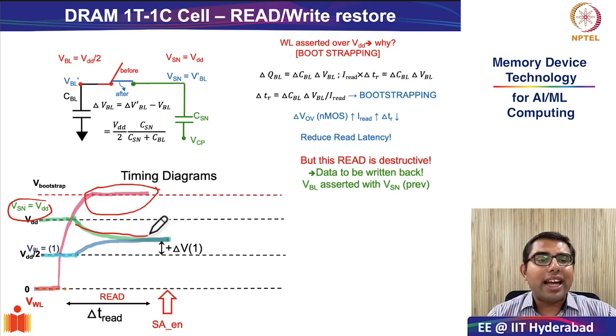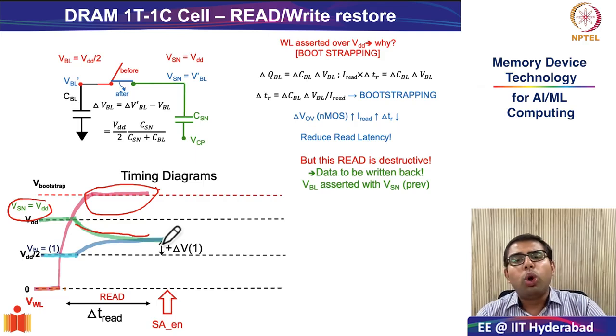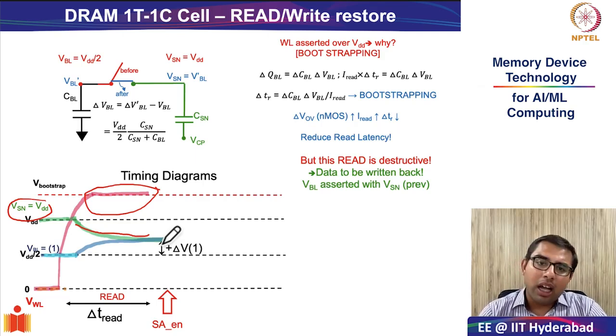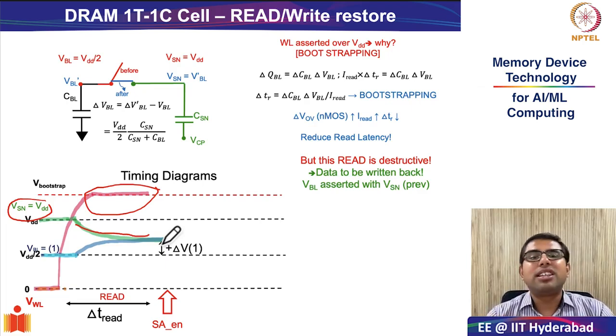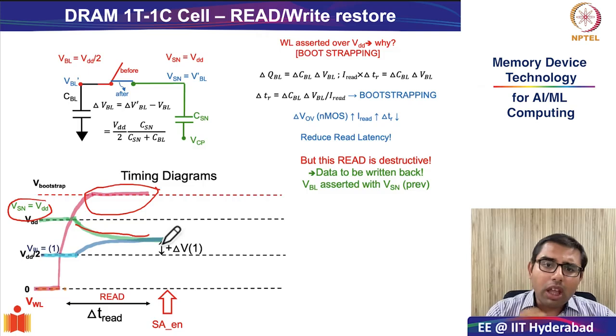The storage node value initially was VDD, and now it has become VDD minus some delta V dash. Okay, so this read disturb is very evident, and therefore read is destructive. And as a result, what we have been discussing for quite some time, the data has to be written back, and how it is done is what we will discuss next.